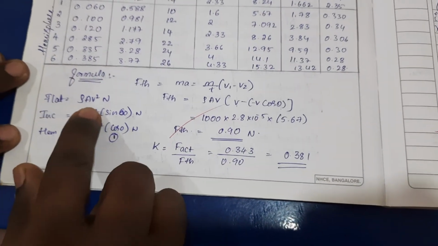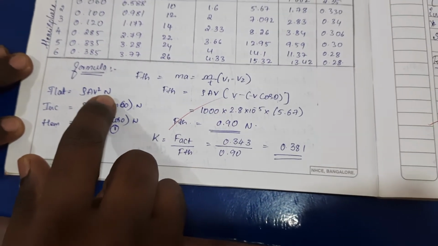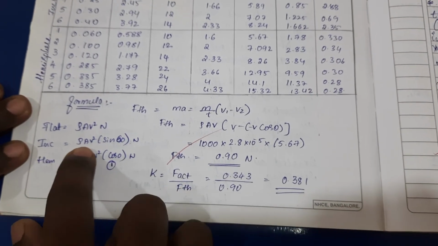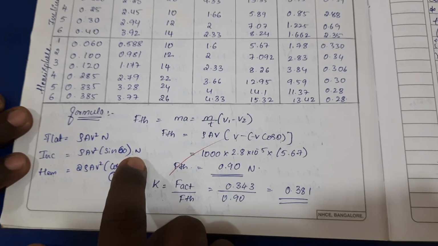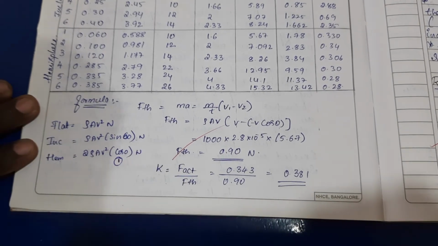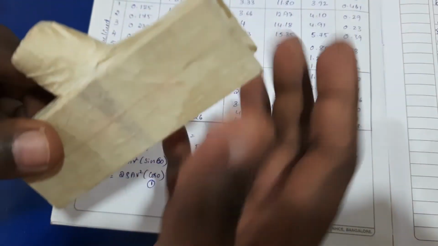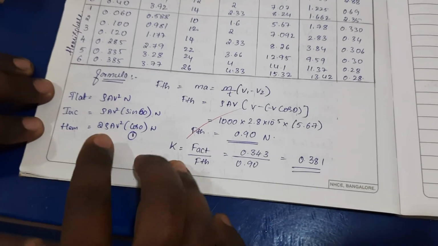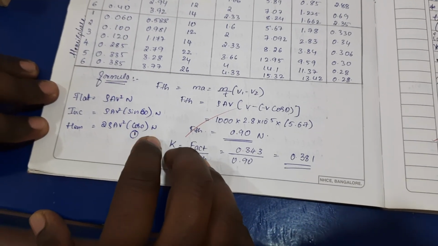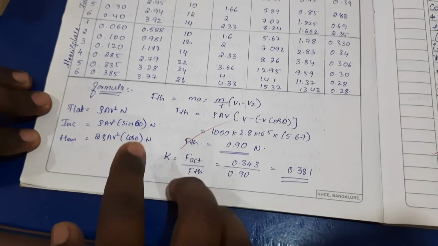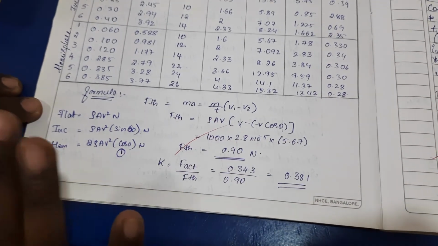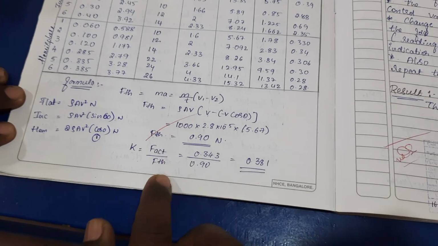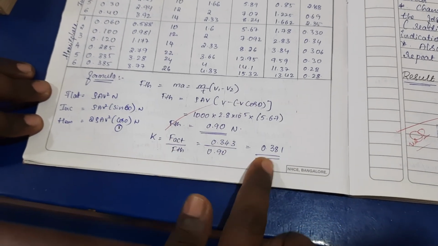If you are using a flat vane, it is rho a v square n. Here n is the speed of the jet. If it is inclined, you are going to use rho a v square sine 60 n. Sine theta is 60, that is for the inclined vane. This inclination is 60 degrees, so you take sine 60 of n. And for the hemispherical vane, 2 rho a v square cos 0 into n. Using all these formulas, you calculate the value, then substitute it to calculate F theoretical. Using that F theoretical, you will get the coefficient of impact.